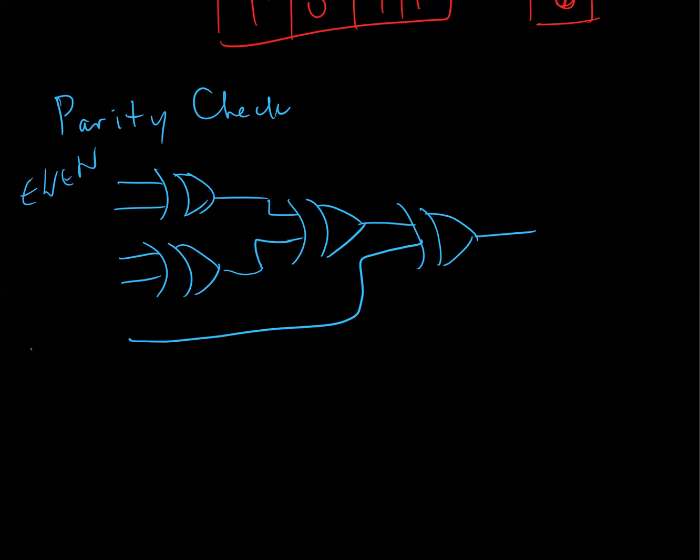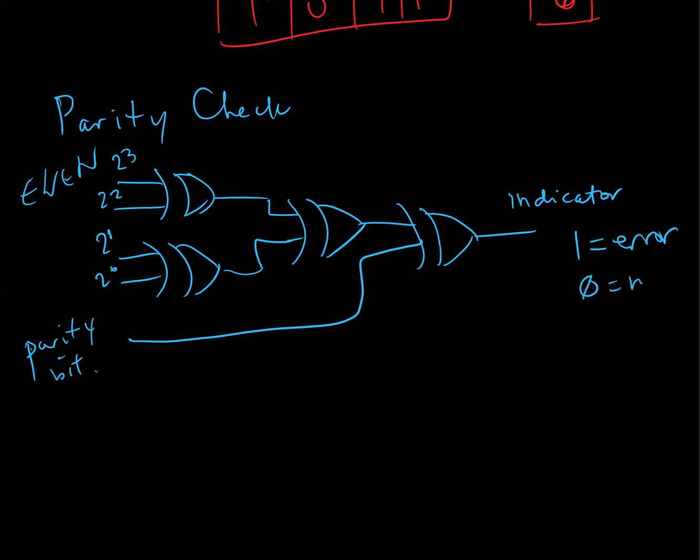So we're giving it the data bits 3, 2, 1, 0, the most significant bit to the least significant bit, but also as an input, it's getting the parity bit. And the output is this indicator, and it's going to give us a 1 if there's an error, or a 0 if there's no error. So if the parity bit and the data add up, it's going to give us 0, meaning no error. If they don't, it's going to give us a 1 for an error.